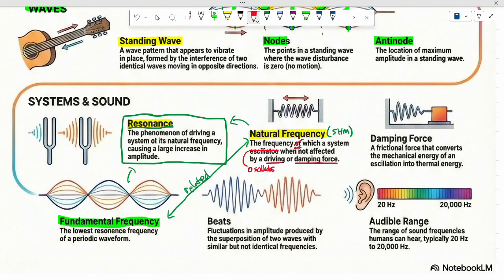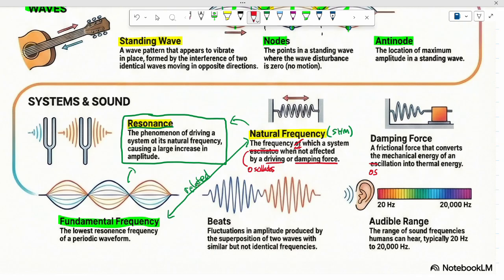It's also the frequency in which, if you are driving a damped oscillator, you will see the resonance occur, because that's the frequency where if you're driving at the right frequency, you will build up energy in the system over time. And damping force is usually a frictional force that converts the mechanical energy of an oscillation into thermal energy, or other forms of energy that's not mechanical energy, or maybe just simply takes it out of the oscillating system.